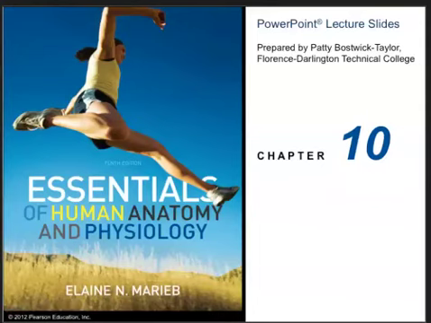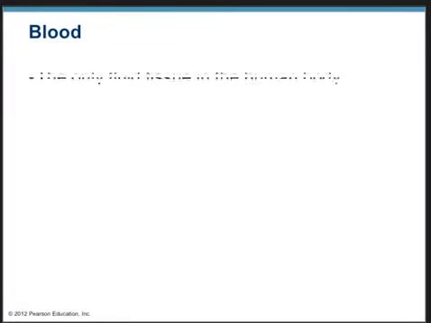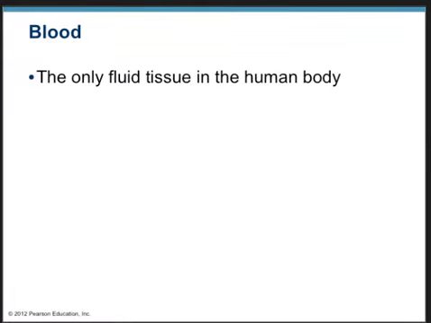Okay, welcome everybody. This is Chapter 10, the discussion on the circulatory system. We'll be starting today with a discussion of blood. This is one of two really fluid tissues in the human body.